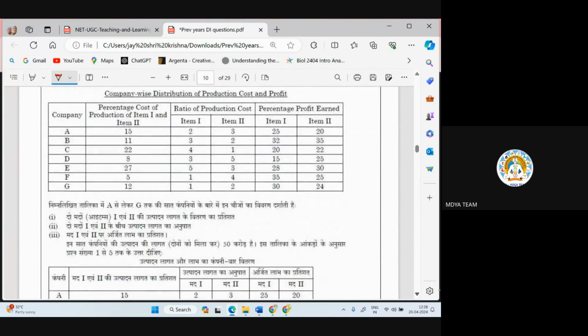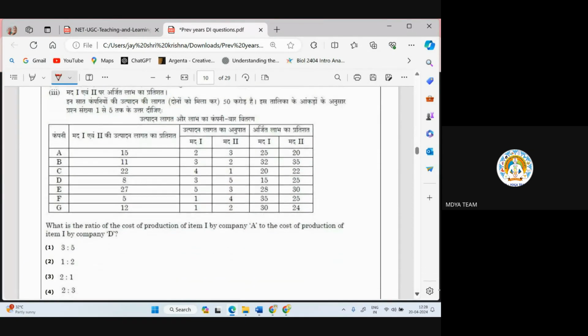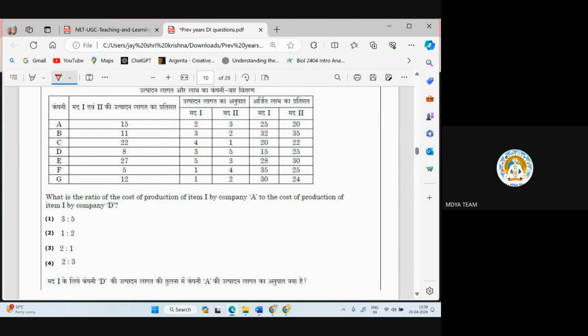Okay, fourth question. Who will explain this question? Okay, Saikatji, your voice is not coming for a long time. Can you explain this question? Are you there? He is not present.